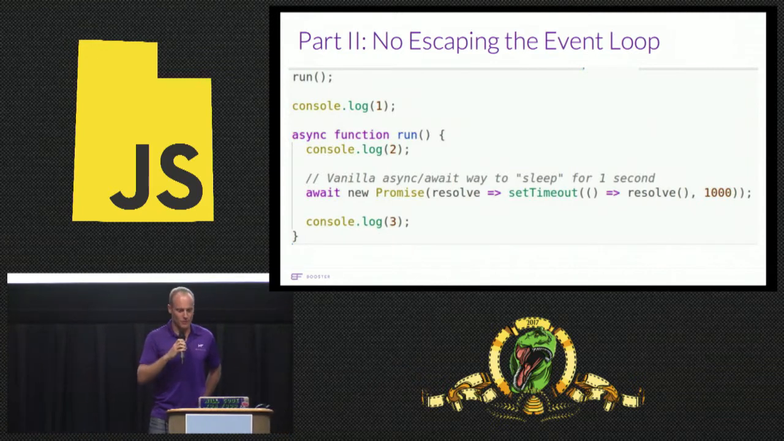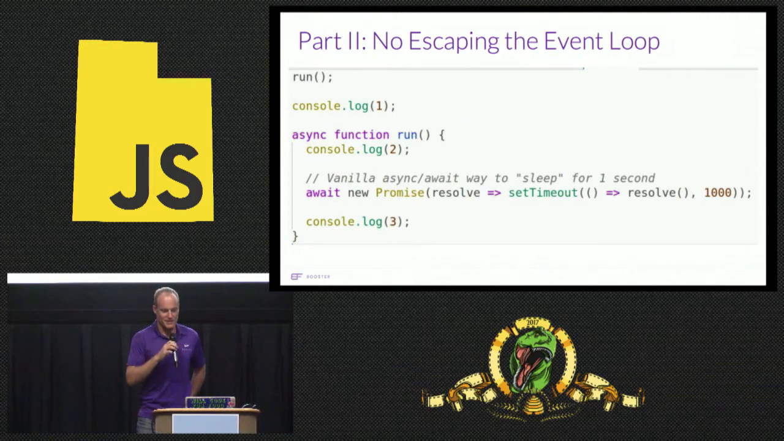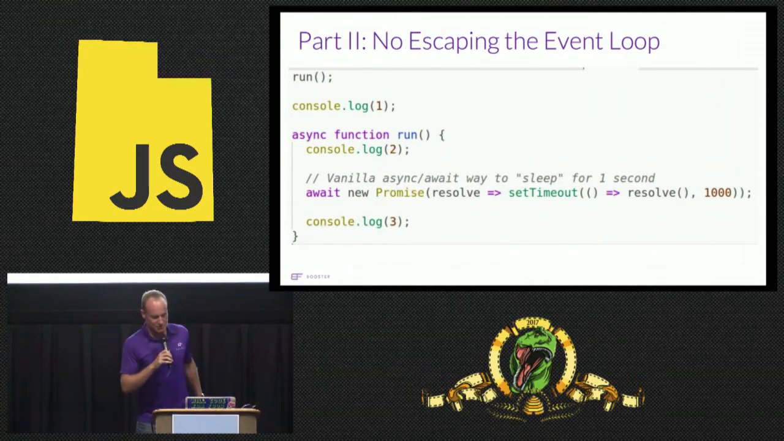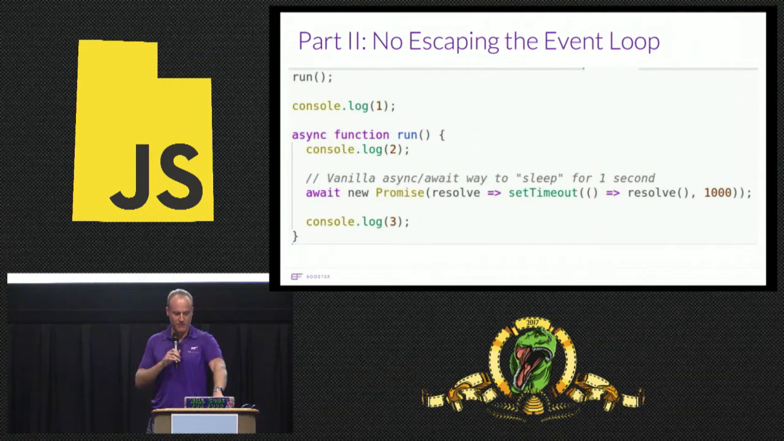What do you think that this code will print? Do you think it'll print 1, 2, 3, 2, 3, 1? Who says 1, 2, 3? No one? 2, 3, 1? It's actually 2, 1, 3, because when you call run, the async function will start executing until the first await.